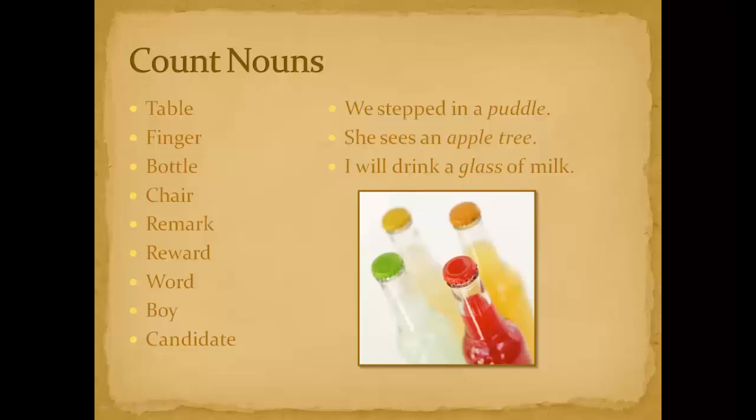In the sentence "she sees an apple tree," apple trees can also be counted. Take a look at the sentence "I will drink a glass of milk." Remember that milk is a non-count noun, but glass is a count noun because glasses of milk can be counted. This is a common way to talk about part of a non-count noun, especially liquids. Other phrases are a cup of coffee and a bottle of water. These phrases are formed with a count noun followed by the preposition of, followed by a non-count noun.